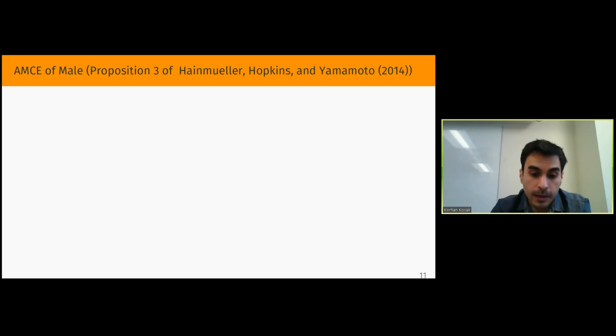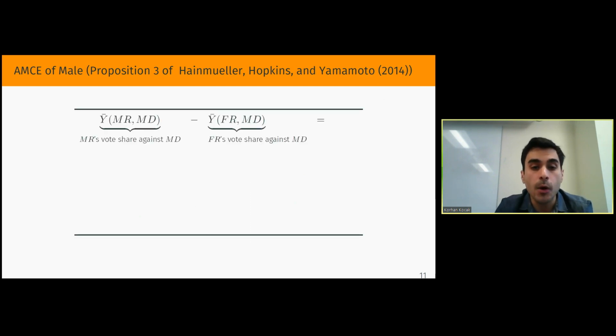So let's look at how the AMCE treats this population. And I'm going to calculate the AMCE of male using the method described in Proposition 3 of Heinmiller, Hopkins, and Yamamoto. And to do this, I'm going to define this new operator called y bar, which is going to give me its first argument's vote share in a race against its second argument. So y bar of MR, MD will just give me MR's vote share against MD.